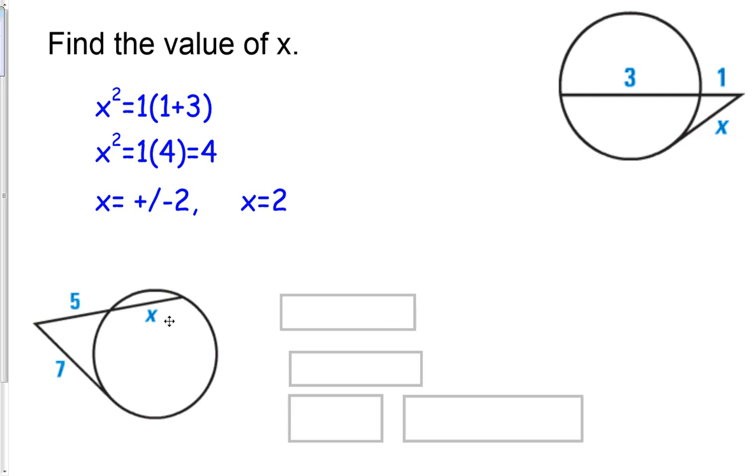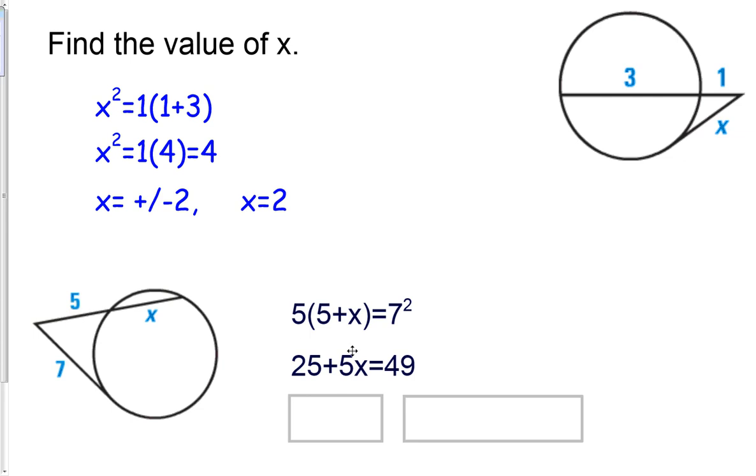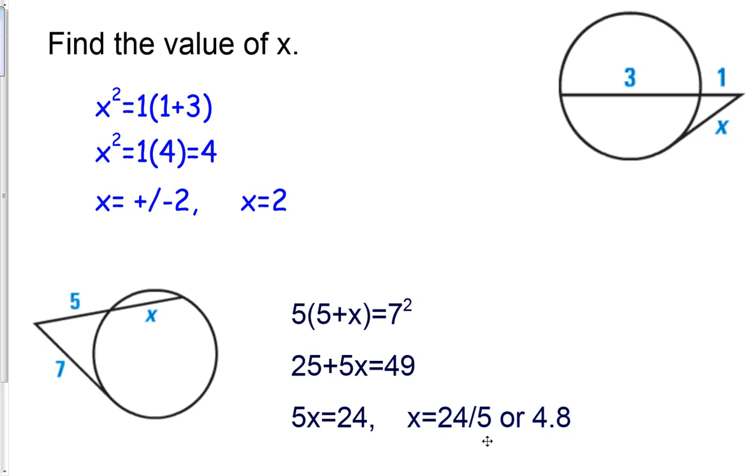Okay. Next one, 5 times 5 plus x equals 7 squared. So this one we're probably not going to get a nice number, because 5 doesn't really go into 7 squared, but we'll try it out. 5 times 5, 25, plus 5 times x is 49. Subtract 25 from each side, and I get 5x is 24, and x is 24/5, or 4.8.